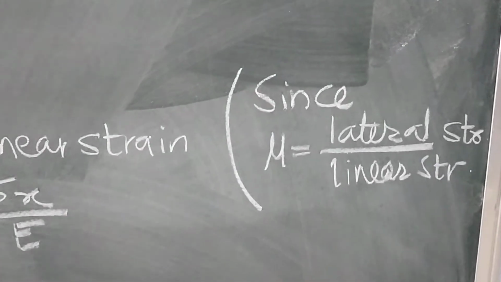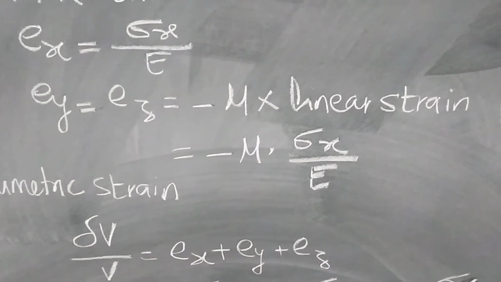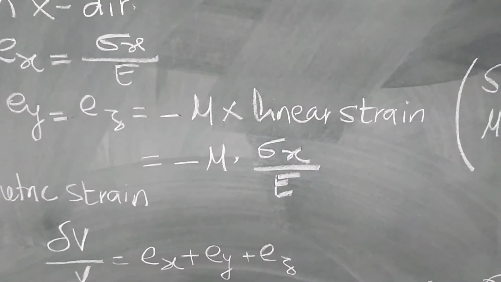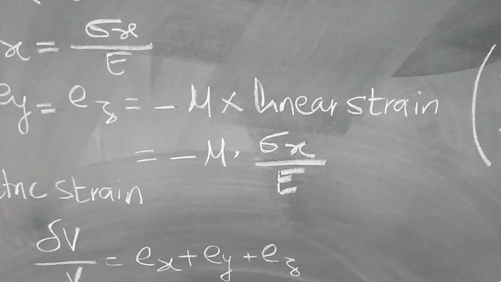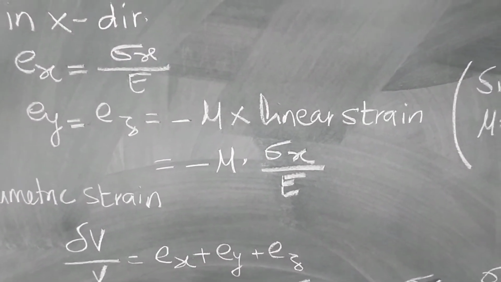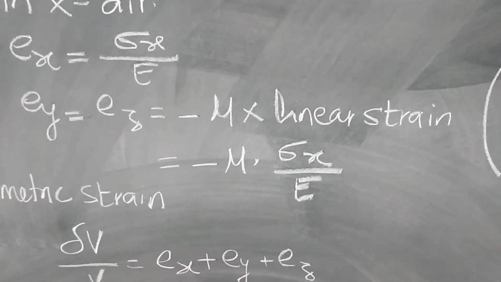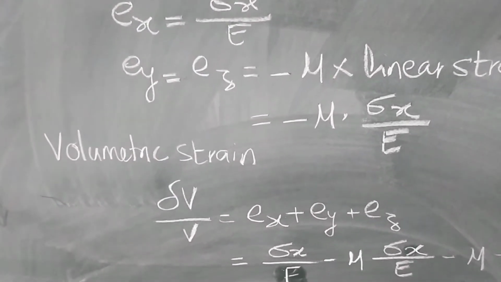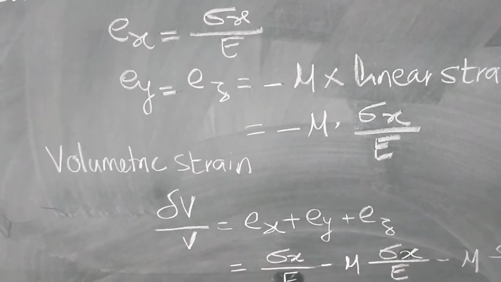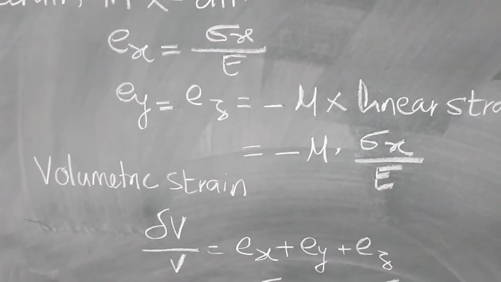Minus mu into linear strain. Why? Because we know the formula, mu is equal to lateral strain upon linear strain. So, strain is equal to minus mu into linear strain. But linear strain is what? Sigma x upon E. So, Ey is equal to Ez is equal to minus mu into sigma x upon E. So, volumetric strain. What is volumetric strain? What is volume? L into B into T. So, volumetric strain is change in volume upon original volume. Let me write down this.